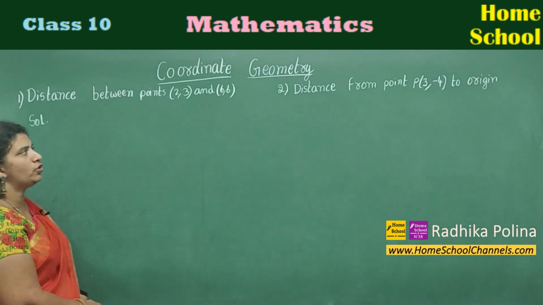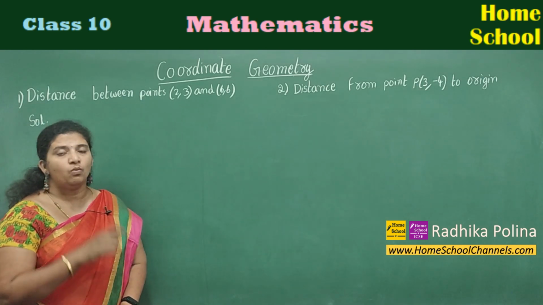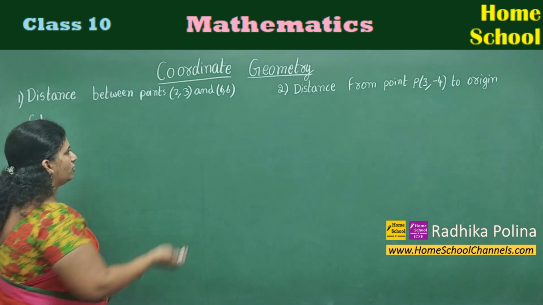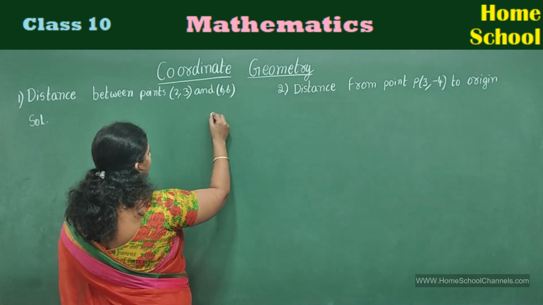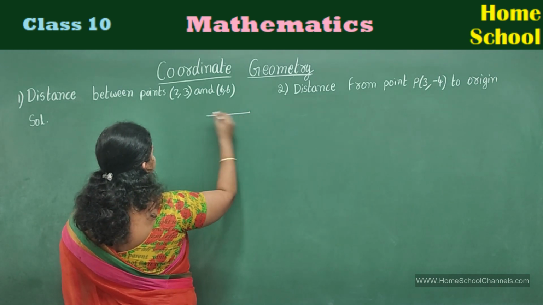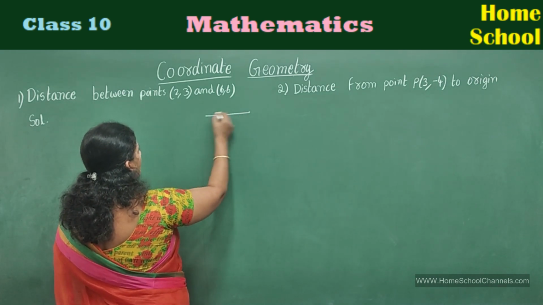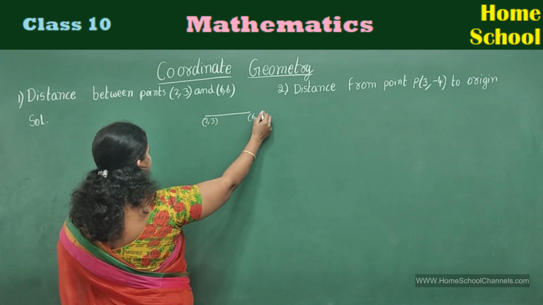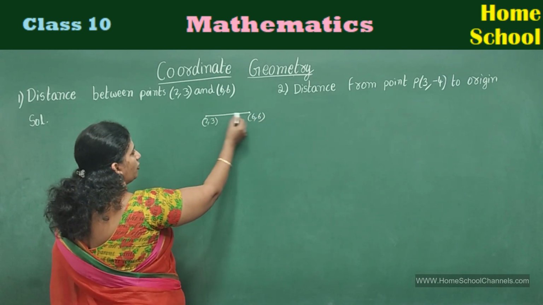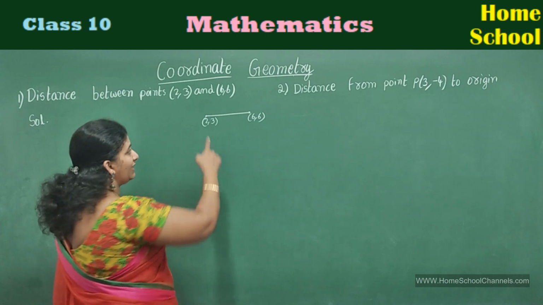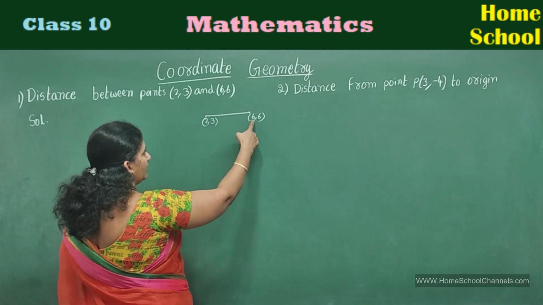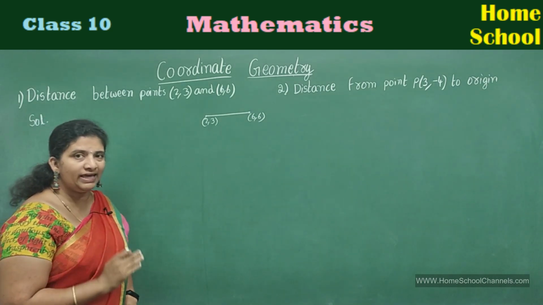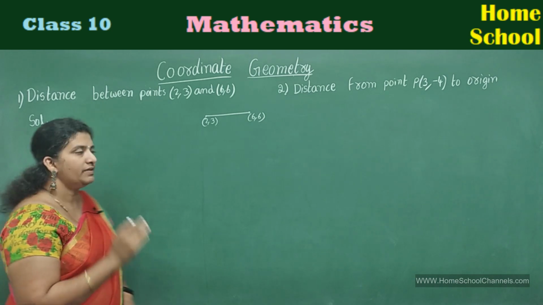Distance between the points (2, 3) and (6, 6). What is the distance between these 2 points in a Cartesian plane? In order to understand this, let me draw a rough line. These 2 are the points. Let me mark them (2, 3) and (6, 6). Find the distance between this point and this point is your question. How to find the distance? We remember the distance formula, right?